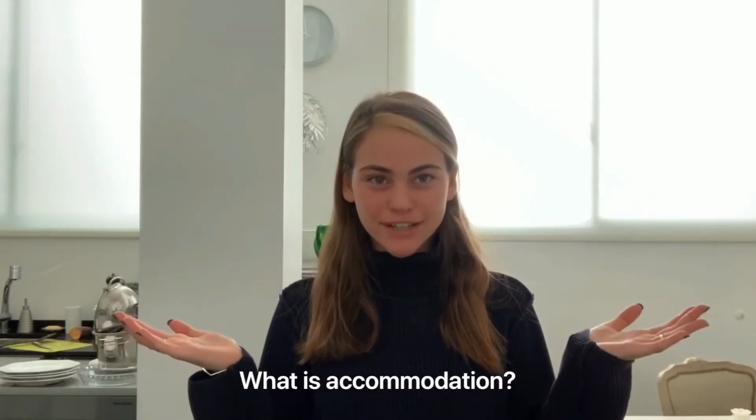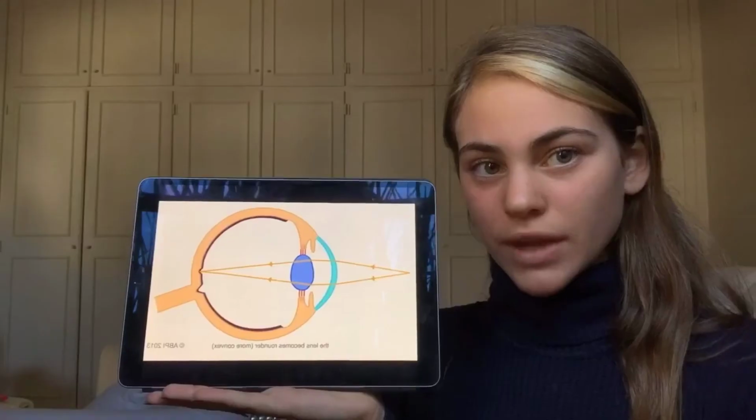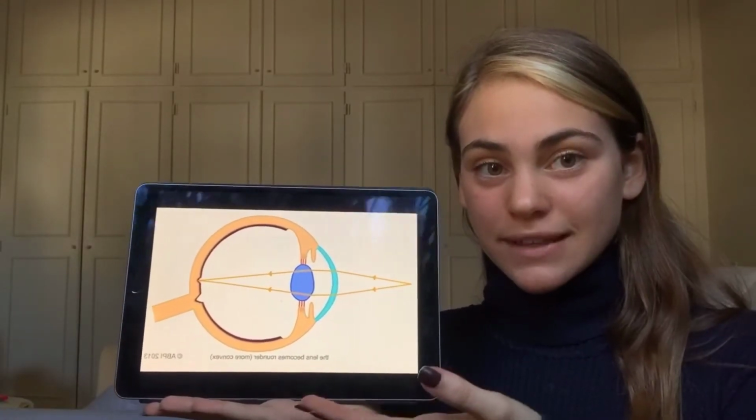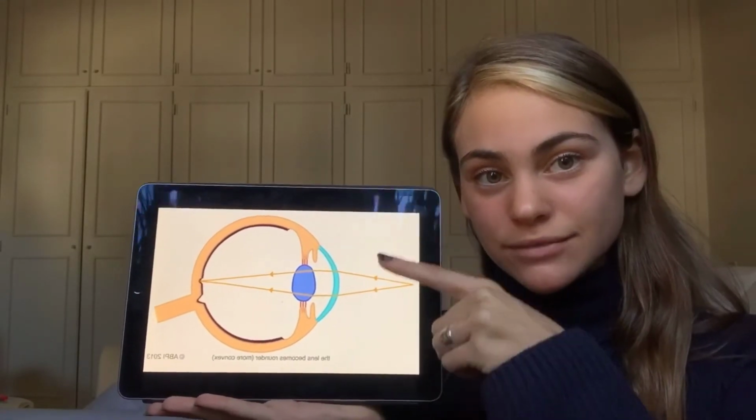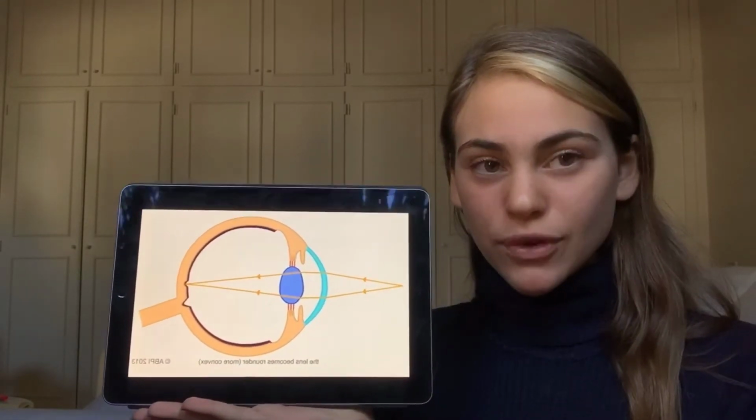What is accommodation? The rays of light travel differently depending on how far away they start. On the one hand, the rays of light that reach our eyes from a closer distance, such as when reading a book, are diverging, spreading out. As a result, as we can see in the image, they need a lot of bending to bring them into focus on our retina.